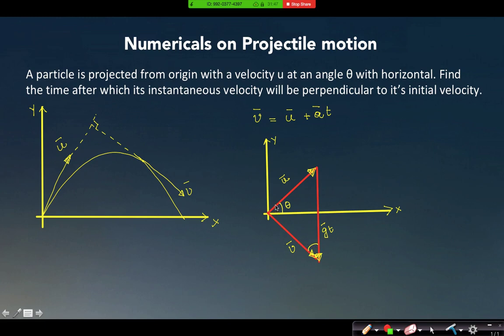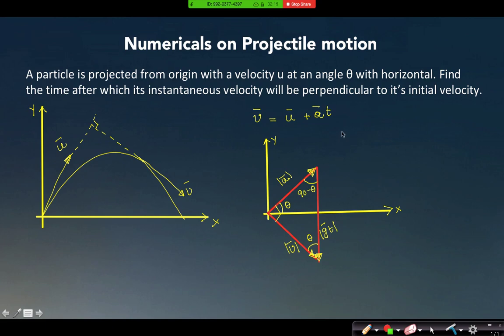So theta. This is 90 degrees, given. So what is this angle? 90 degrees minus theta. Now can you see that I only have a triangle whose side lengths are given by the modulus of the vectors only? Yes or no? Yes, sir. Can you use the sine rule in that triangle?